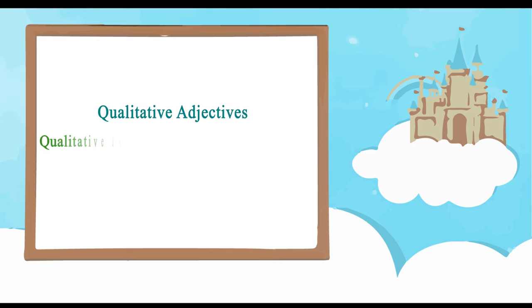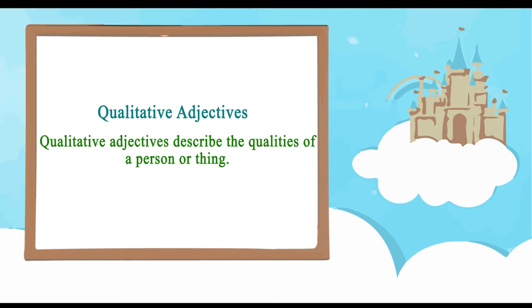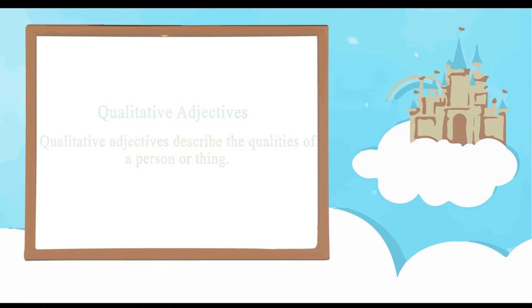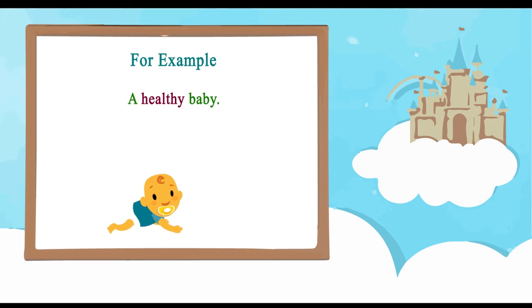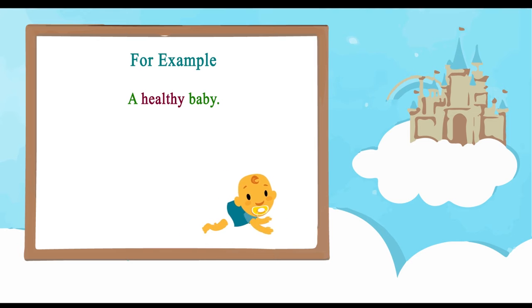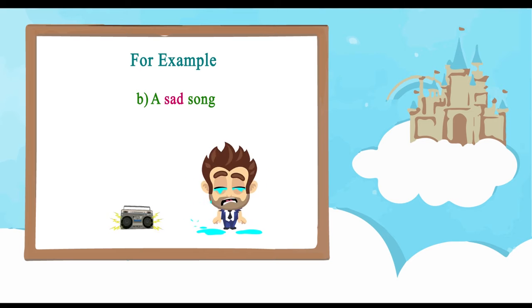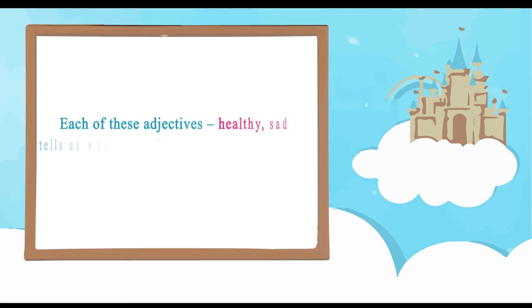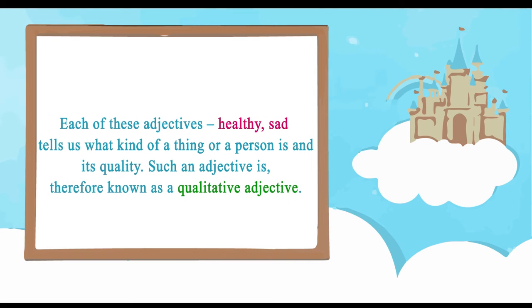Qualitative adjectives. Qualitative adjectives describe the qualities of a person or thing. For example, a healthy baby, a sad song. Each of these adjectives, healthy, sad, tells us what kind of thing or person it is, its quality. Such an adjective is, therefore, known as a qualitative adjective.